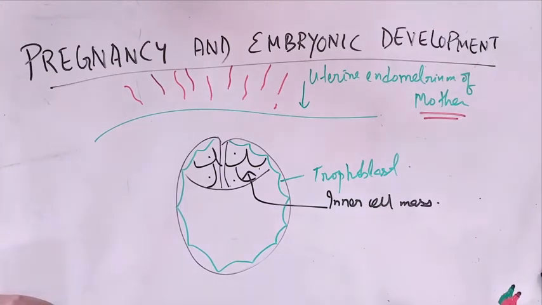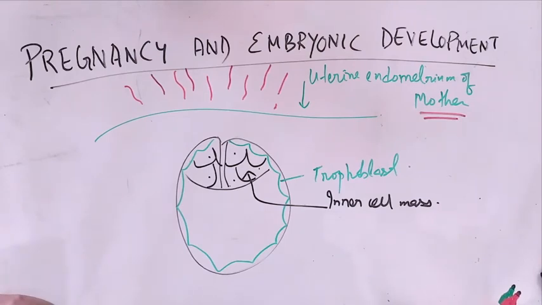Now, how do we know that a girl is pregnant or not? Pregnancy test, urine test. So what is that? What is present in the urine by which we know that she is pregnant? Right? Then we'll discuss all of that. And then what happens after they are embedded?